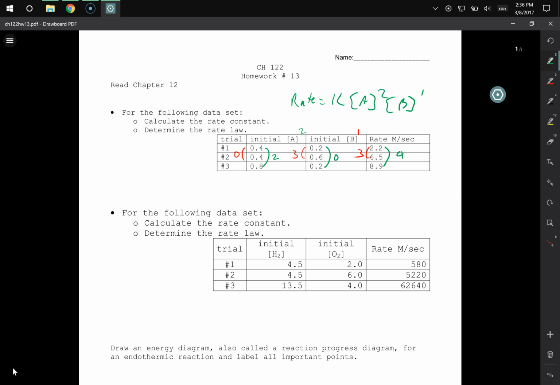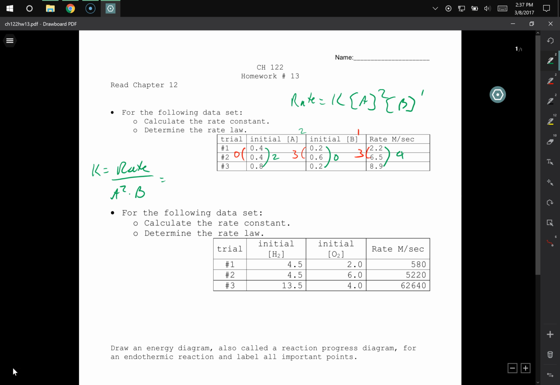What am I doing for the rate constant? Tyler? Putting in the numbers for one of the trials. Okay, so I'm going to solve for K. K is equal to rate divided by A squared times B. So I'll put in 2.2 divided by 0.4 squared times 0.2. I'm going to get something out of that.